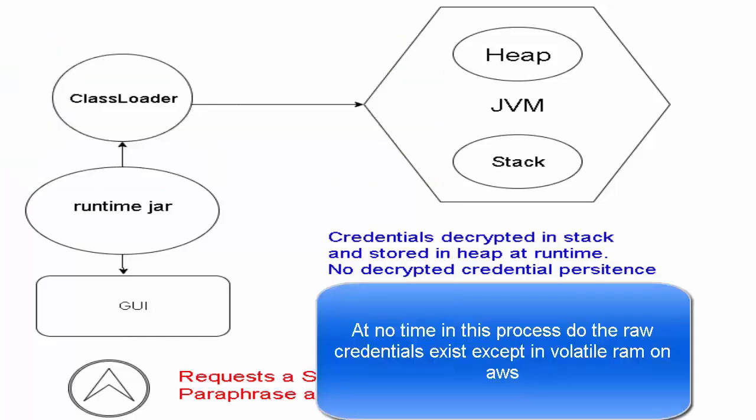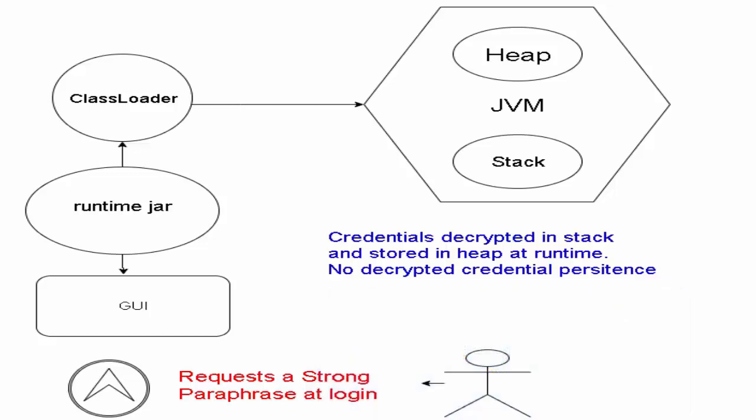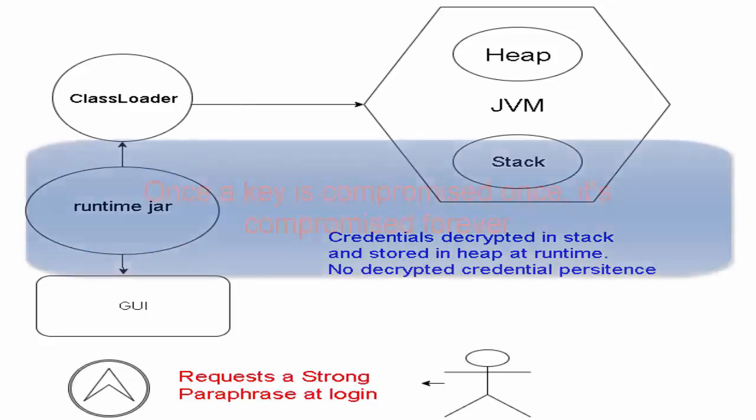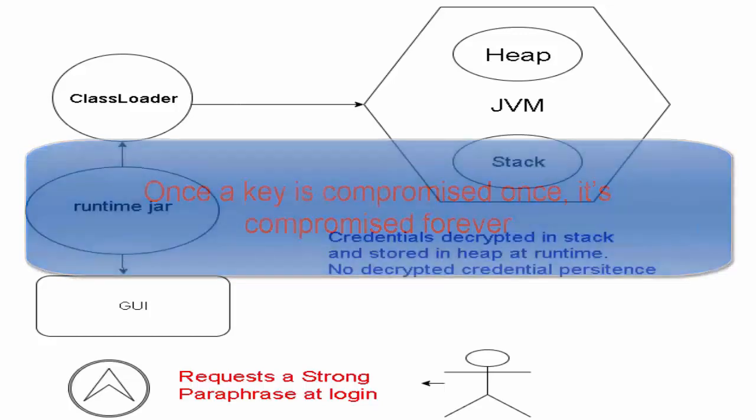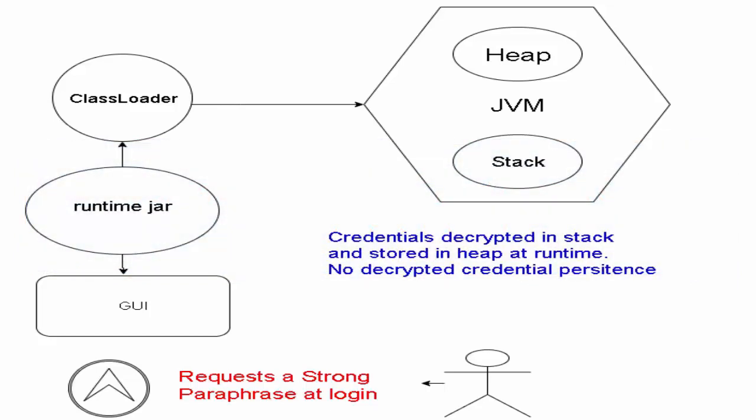If they decompile the source code, they're only going to get the encrypted credentials. If they can hack the Git repository or SVN repository, they're only going to get the encrypted credentials. If the attacker obtains access to the credentials as they are encrypted and the paraphrase is stored in a password manager, without expenditure of considerable resources, they will not be able to decrypt the credentials.